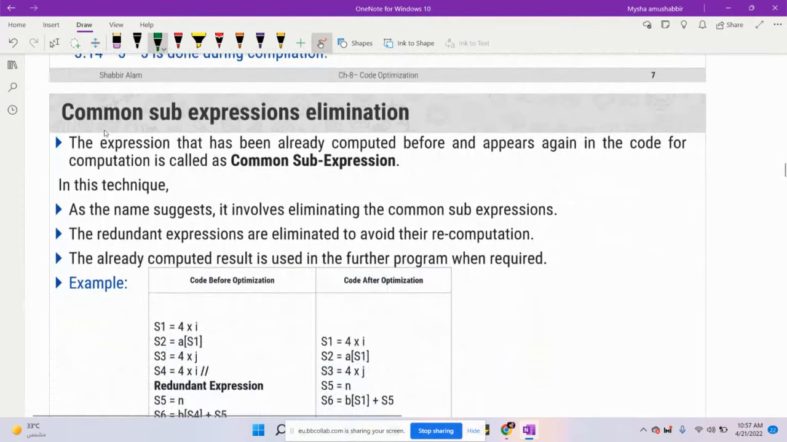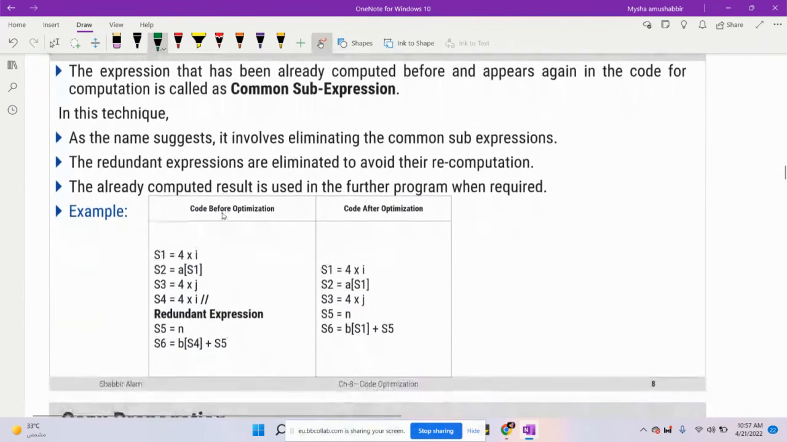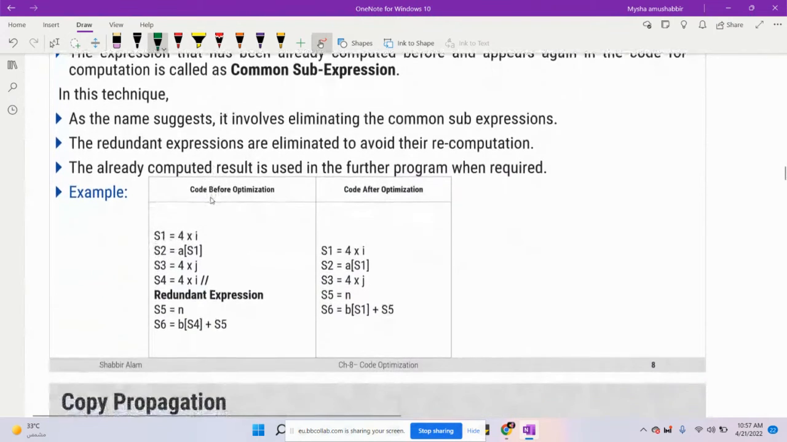Now, the second technique is common sub expression elimination. See here, if this is the code: S1 equal to 4 multiply I, S2 equal to A S1, S3 equal to 4 multiply J, S4 equal to 4 multiply I, S5, and so on. Here, this statement 4 multiply I and this statement are the same. 4 multiply I appears 2 times. This is a common expression.